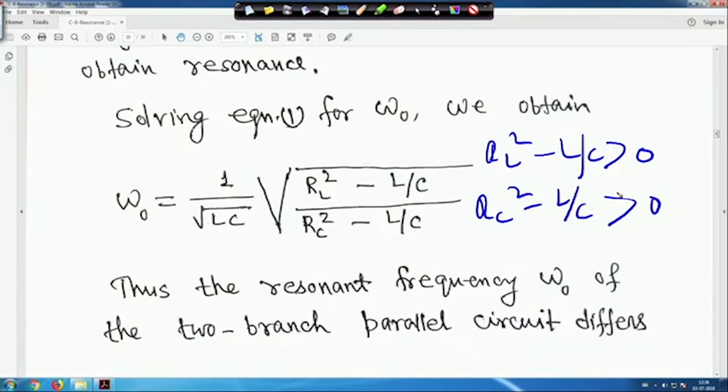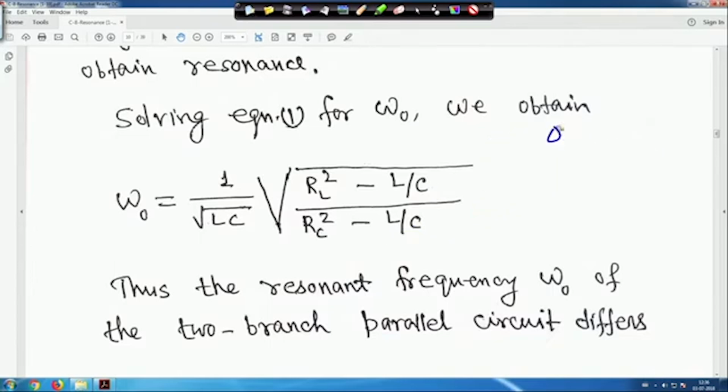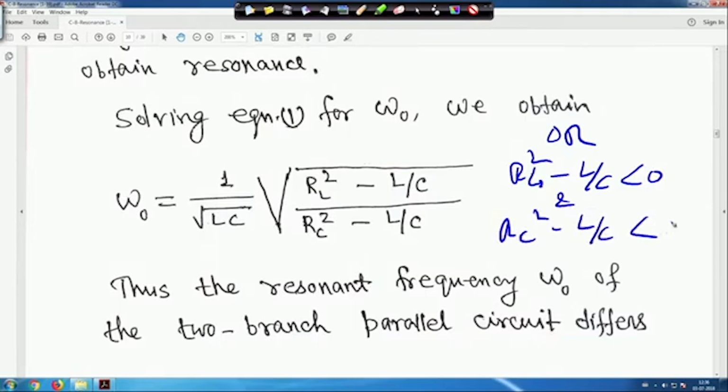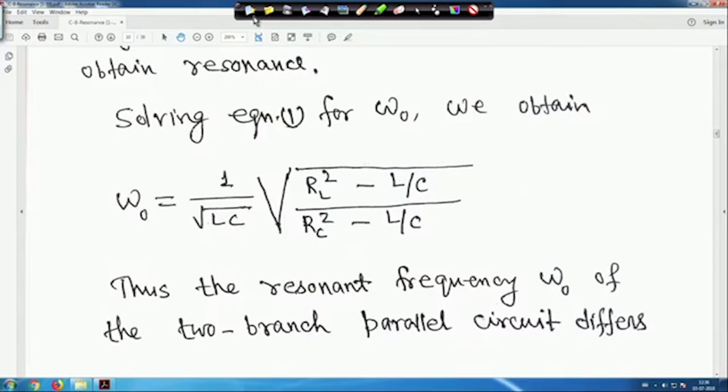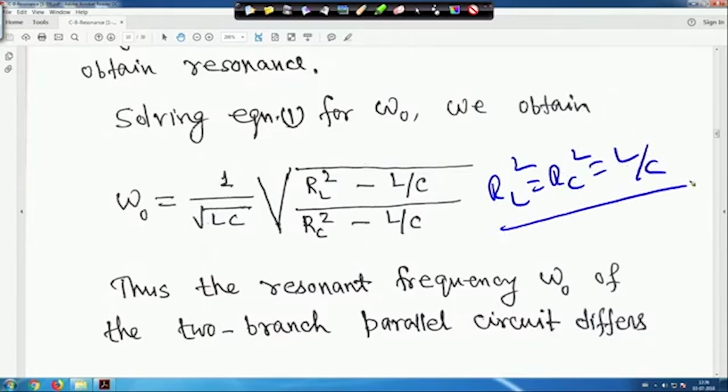So we will get some value because this has to be positive, this has to be positive, or this one has to be negative, this one has to be negative, such that RL square minus L by C is less than 0 and RC square minus L by C is less than 0. If both are negative, then the product will be positive, and you will get some value of resonance frequency. But if it happens that RL square is equal to RC square is equal to L by C, then it will resonate at all frequencies.